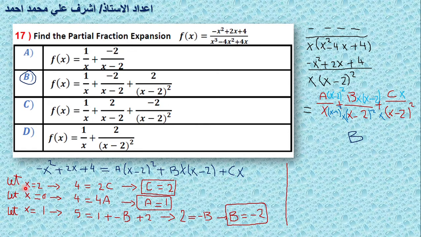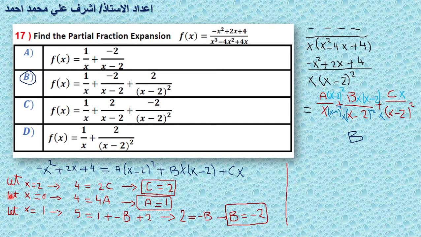When we substitute x by 2, this equals 0, this equals 0, so we'll get C. Substitute by 2: 2 squared is 4, negative 4, 2 times 2 is 4, negative 4 positive 4 is 0, 0 plus 4 equals 4. 2 minus 2 is 0, so this is eliminated. C times 2 is 2c, so we divide by 2 and get c equal 2.